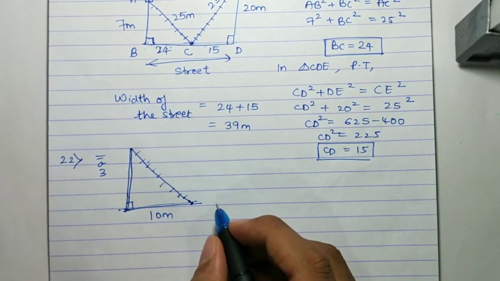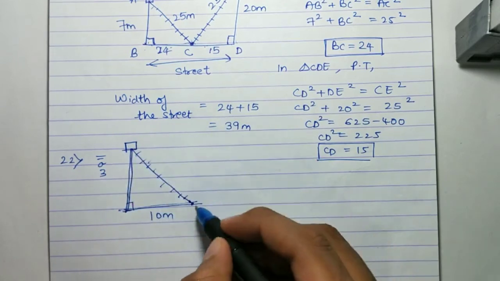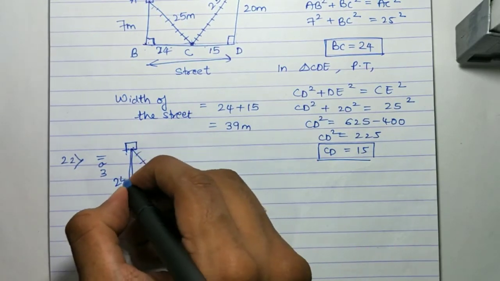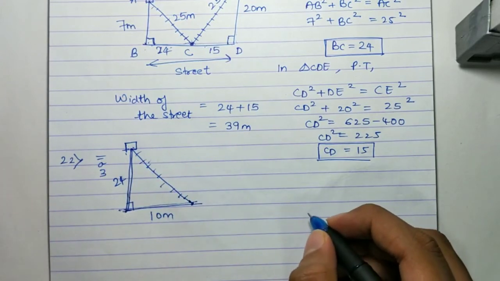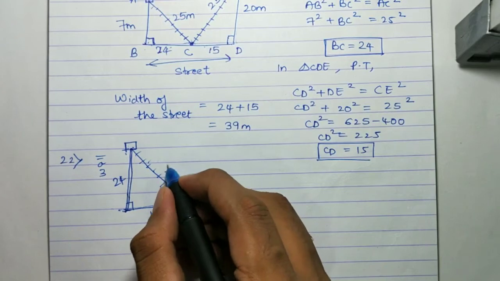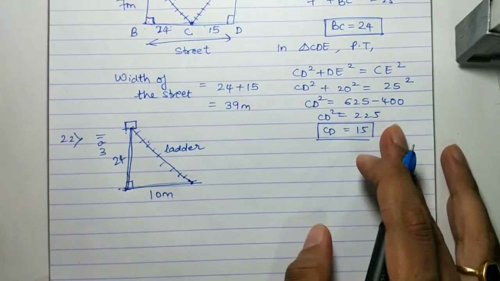And if it reaches a window of height 24 meters, so this is the wall and there is a window here, the ladder reaches the height, the window's height is 24 meters. Okay, so we have to find the length of the ladder.